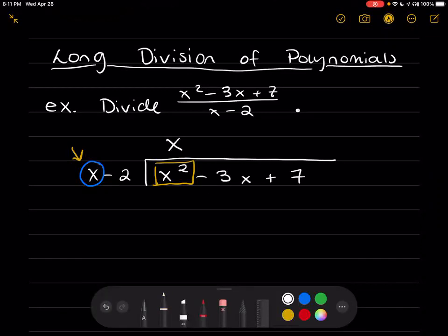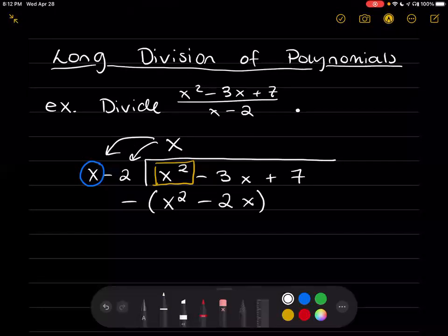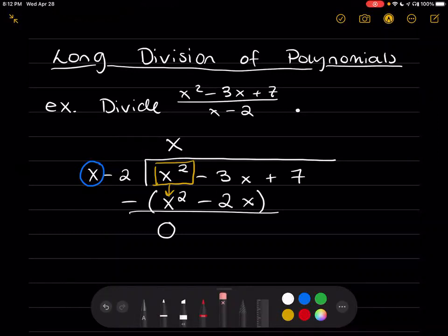And then we take that x and multiply it by the terms in that divisor, and we write them underneath the dividend. So x times x in that blue circle gives us an x squared. And then x times minus 2 is a minus 2x. Then we put that in parentheses and subtract it away from the thing on the top. So x squared minus x squared is going to be a 0. This first term, whenever you do this subtraction, should always be a 0 if you did the first step correctly.